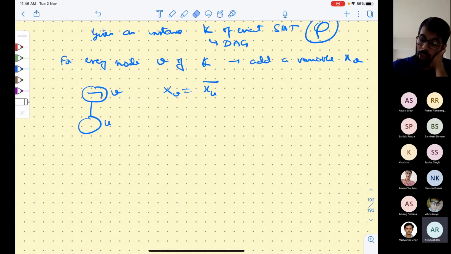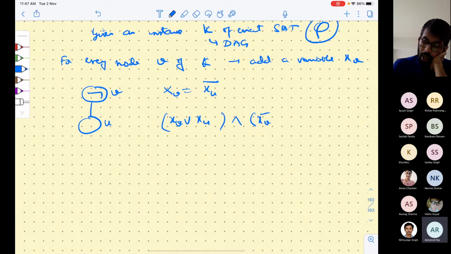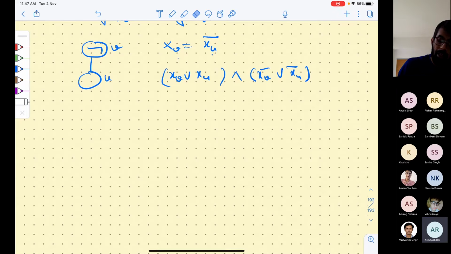And how can we say that? In terms of satisfiability clauses, we can say (xu or xv) and (xv bar or xu bar). So this means that their values cannot be the same. It cannot be 1, 1 or 0, 0, because if it is 1, 1, then this will become 0, and if it is 0, 0, then this will become 0. So they have to be 1, 0 or 0, 1, which is what is needed for xv is equal to xu bar, right?